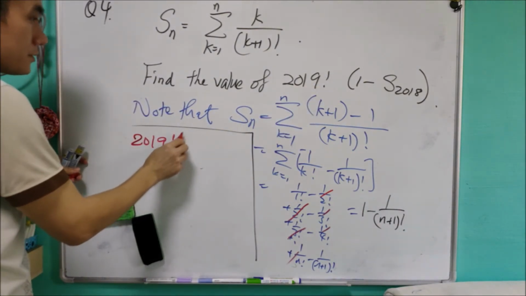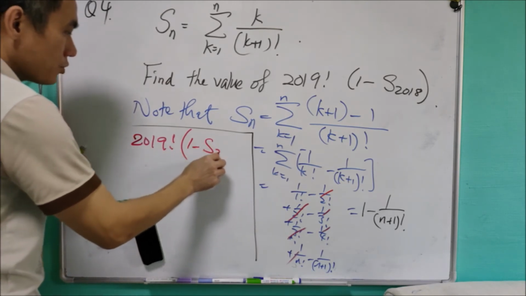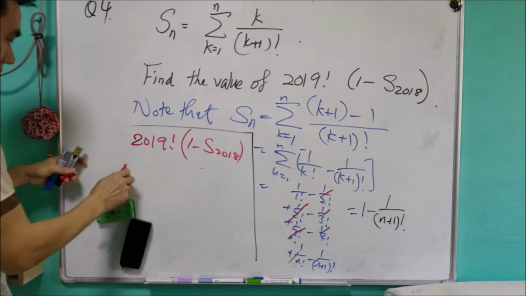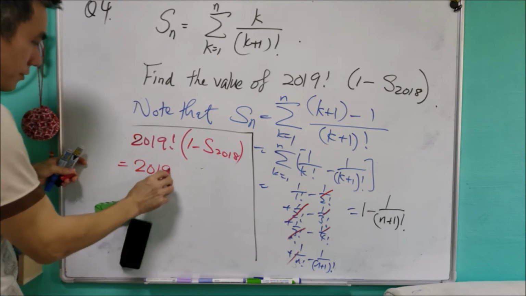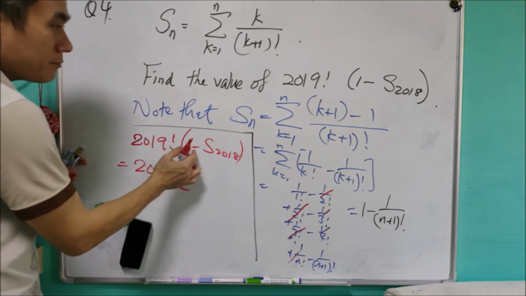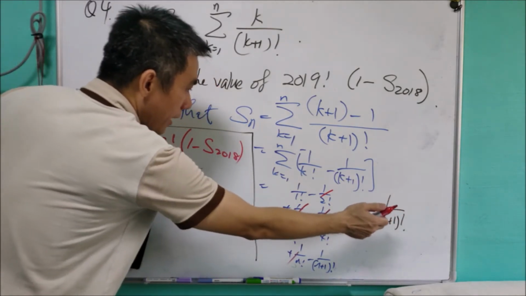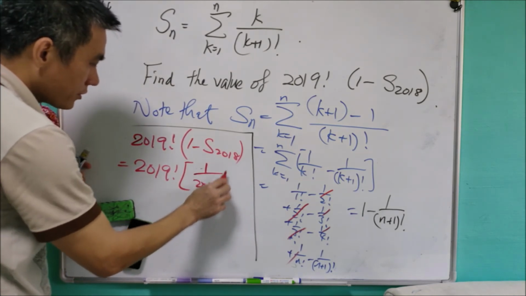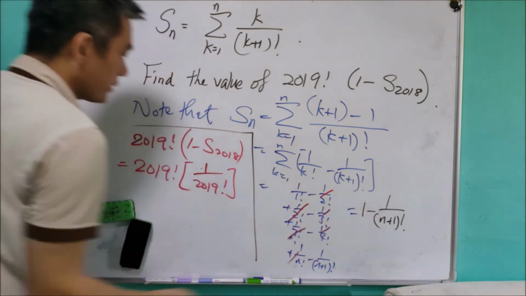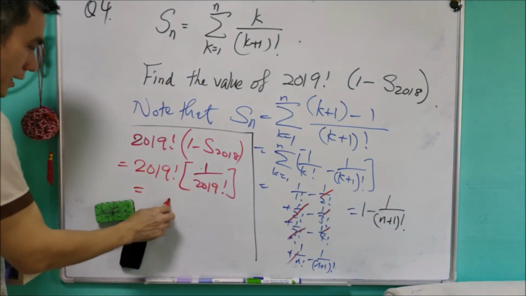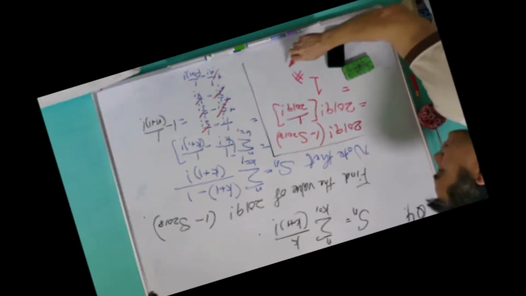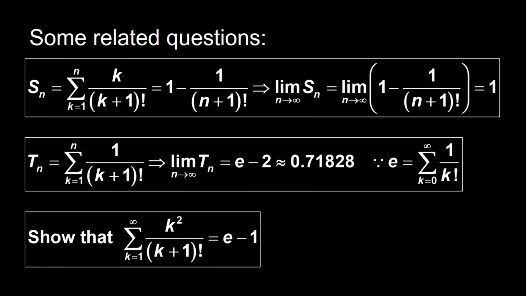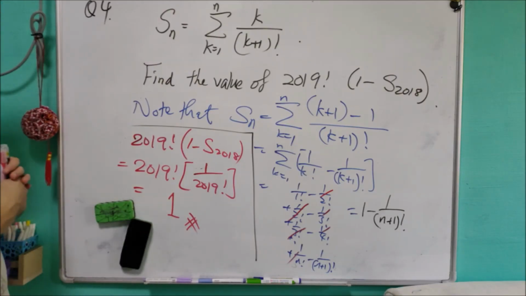2019 factorial times (1 minus S 2018). This is equal to 2019 factorial times (1 minus (1 minus 1 over (n plus 1) factorial)). This equals 1 over 2019 factorial times 2019 factorial, where n in this case equals 2018. So the answer is 1. Okay, so 1 is the answer for question number 4.